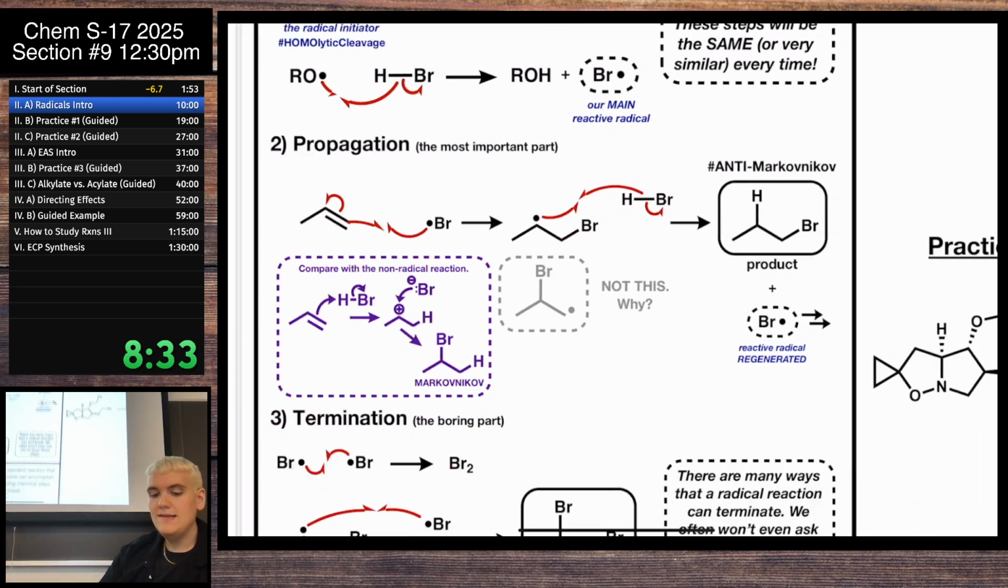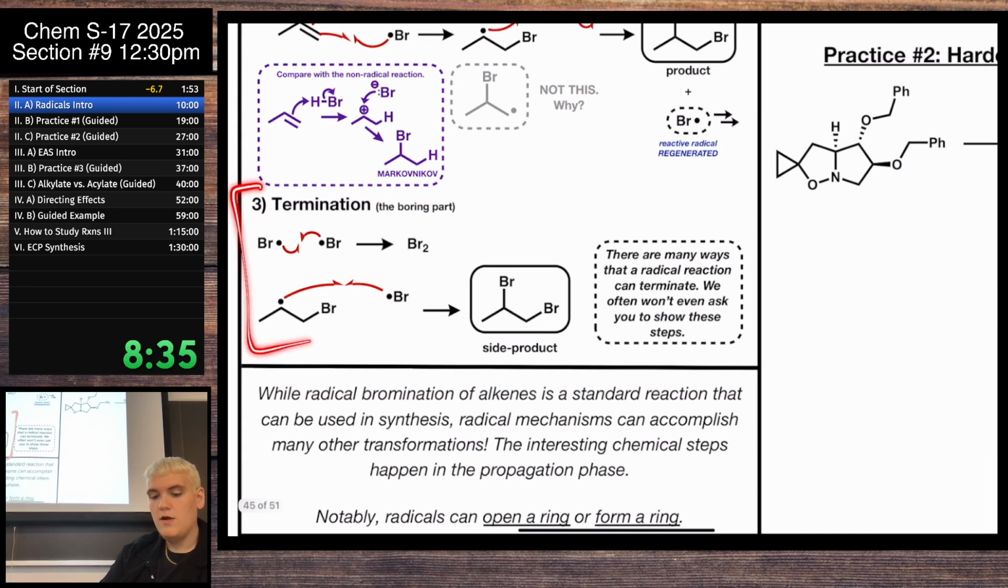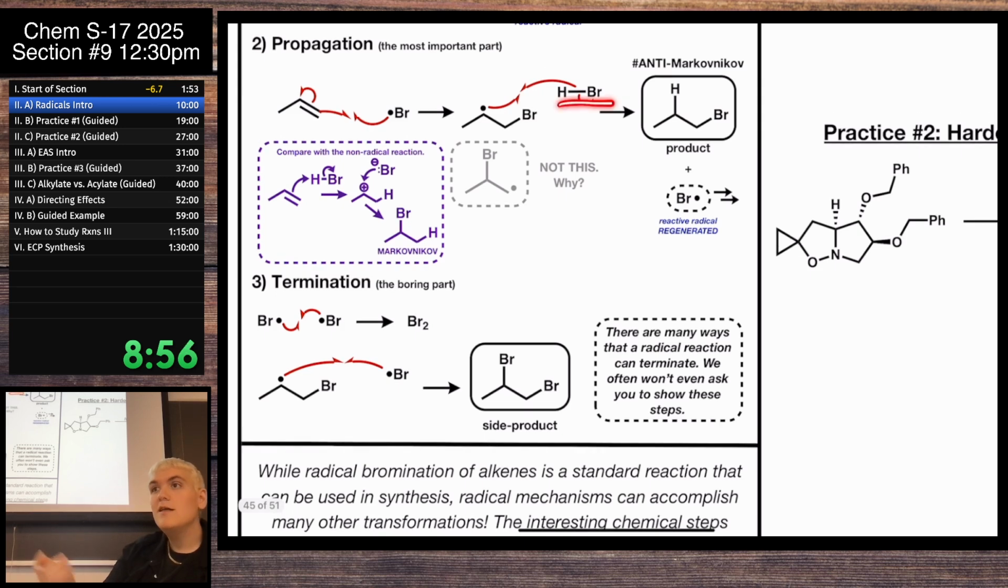That being said, there is a termination where we go from dotty boy to no dotty boy, in which case we just combine all the different radical species that we could have. So one way is 2 Br dots coming together to make dibromide. And then the other one is this radical intermediate could interact with another bromine instead of HBr. Now it's not likely, just because remember, this is our solvent, we have a ton of HBr, but this could happen and we would get this side product.